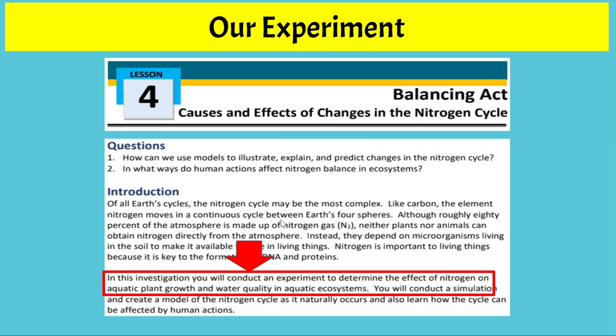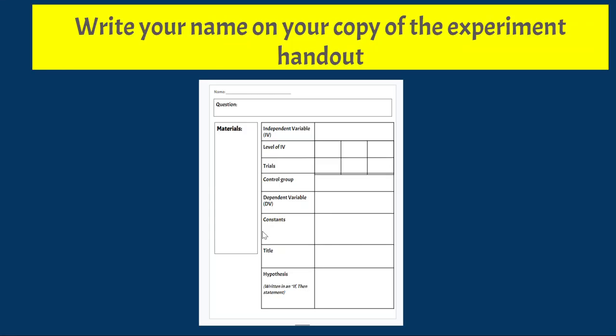All right. So our experiment, we are looking at an experiment to determine the effect of nitrogen on aquatic plant growth. So there's a packet for everybody in the classroom. I also posted that packet in Schoology, and it is called Balancing Act Fertilizer Experiment or something. Hopefully it'll say fertilizer packet. I don't remember the full words.